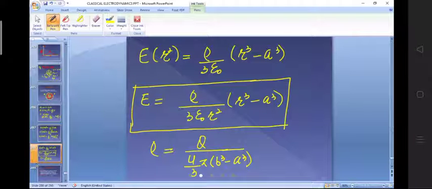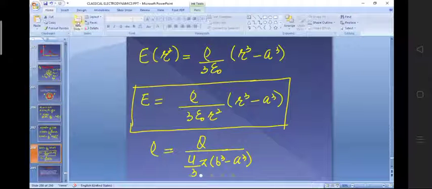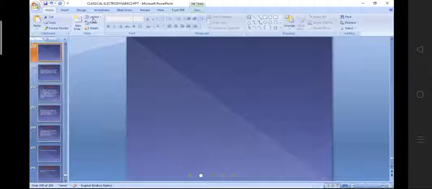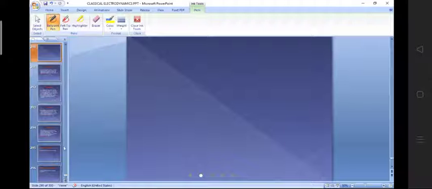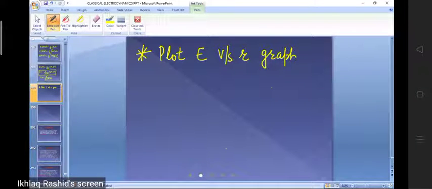Okay, now let's plot the graph. Let's plot the graph of electrostatic field versus r. So we are supposed to calculate, and we are supposed to plot the graph as well. Let me plot the graph here. An important point here is this: plot the E versus R graph in the three different regions.